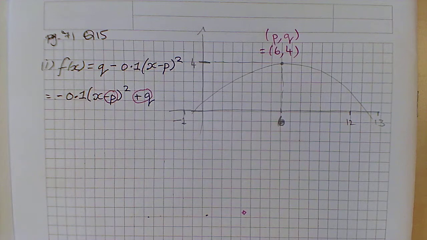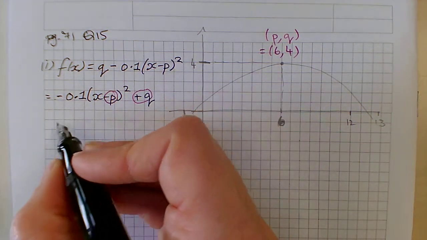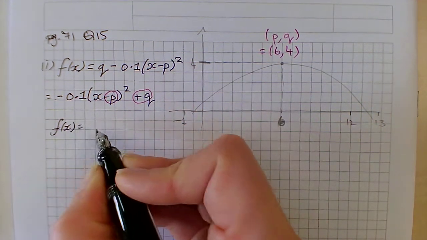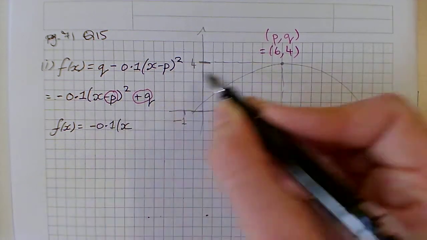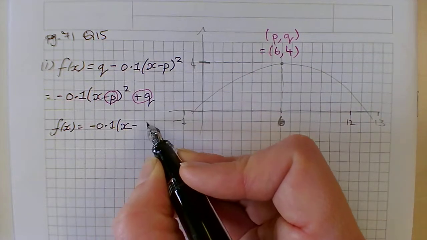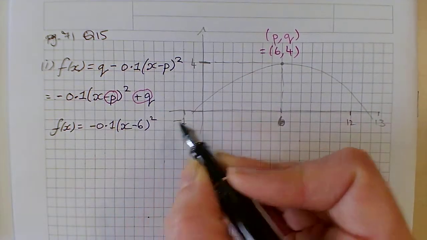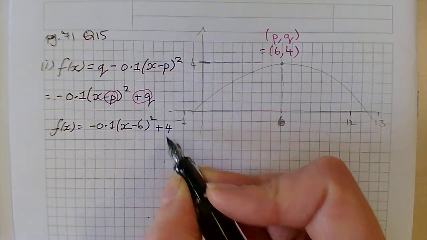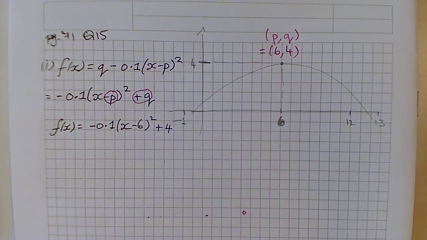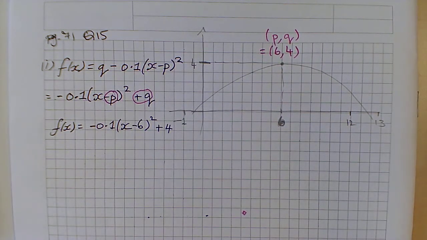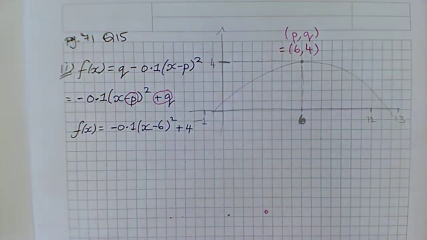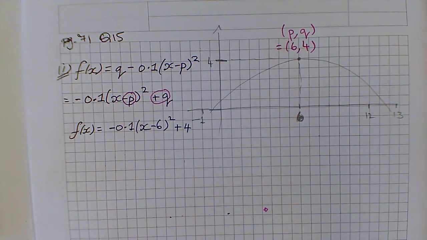So the maximum point here, the x value is 6 and the y value is 4. So filling into this formula now, we can say that f of x is minus 0.1 by x, change the sign of this one, minus 6 all squared, don't change the sign of this one, plus 4. So that's why there was a minus in the formula to begin with, to help remind you to change the sign of the x value. So that was part 1. Part 1 gave me my quadratic in completed square format.